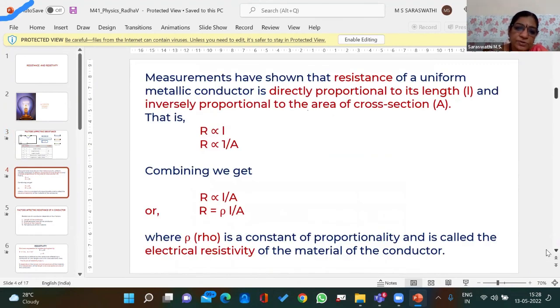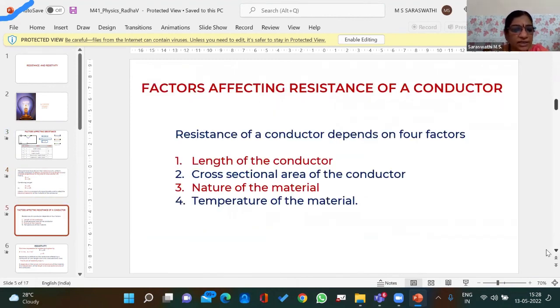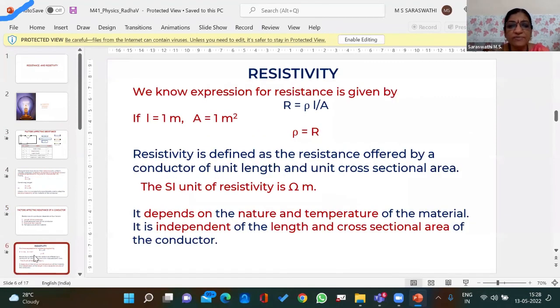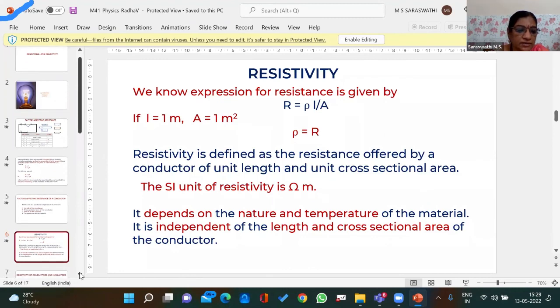R is directly proportional to length, inversely proportional to the area of cross section. So R is equal to rho L by A. So these are the factors which affect the resistance of a conductor. So what is resistivity? Resistivity is defined as the resistance offered by a conductor of unit length and unit cross-sectional area. SI unit is ohm meter. It depends on the nature and temperature of the material. It is independent of length and cross-sectional area of the conductor.